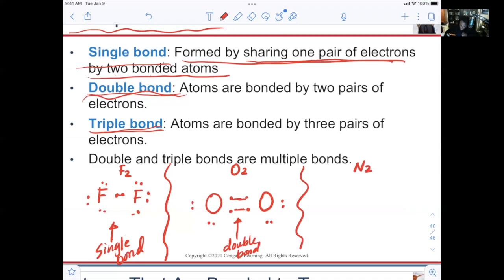Okay, in N2, where we're going to be seeing triple bonds, we see N and N. Each N is in group 5. So I have 1, 2, 3, 4, and I guess I'll put it right here, 5. 1, 2, 3, 4, 5.